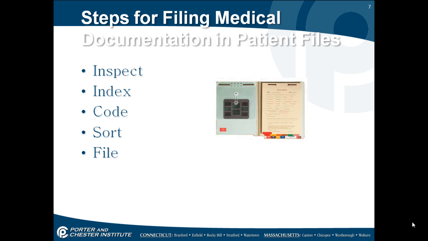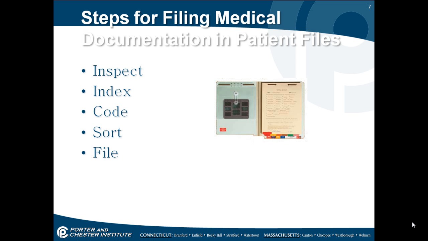Steps for filing medical documentation in a patient's file: inspect, index, code, sort, and file. Inspect: carefully inspect the report to identify the patient, the subject, or the file to which the information belongs. Remove any clips or staples. Make certain the information is complete. Index: use the indexing process to determine how the chart should be located, properly identifying the index units and their order.